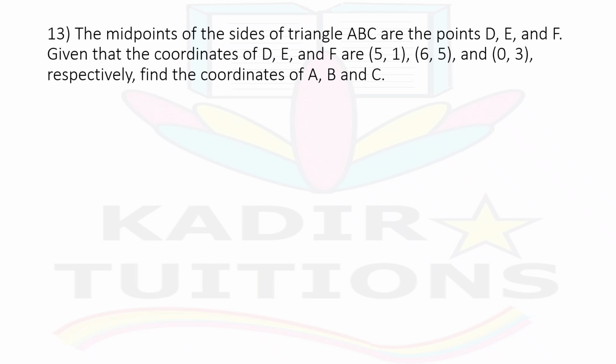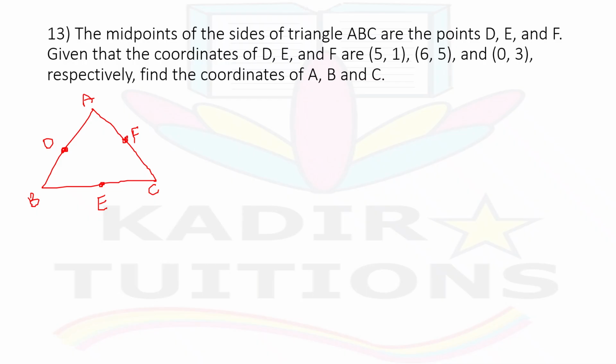The midpoints of the sides of a triangle ABC are the points D, E, F. Given the coordinates of D, E, and F. So what they are saying, so we are having a triangle ABC. So I'll draw a triangle ABC, and all these three sides are having some midpoint. It was not mentioned where the midpoints are. So always take AB midpoint as D, BC midpoint as E, AC midpoint as F. This is the order, right?